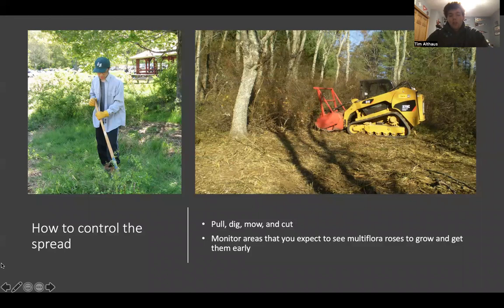How do we control the spread of multiflora rose bushes? Well, when they're very young, if you can, you pull them up by hand and try to get the whole root out. As they get thicker and more dense, we can dig them out with shovels or still try to pull them by hand. But when they get really bad, as we can see in this picture with the skid loader, we have to come in with mowers and mow them down, and then we usually have to dig the roots out. Because they spread so easily, this is really the only way that we can control the spread and growth of multiflora rose bushes.